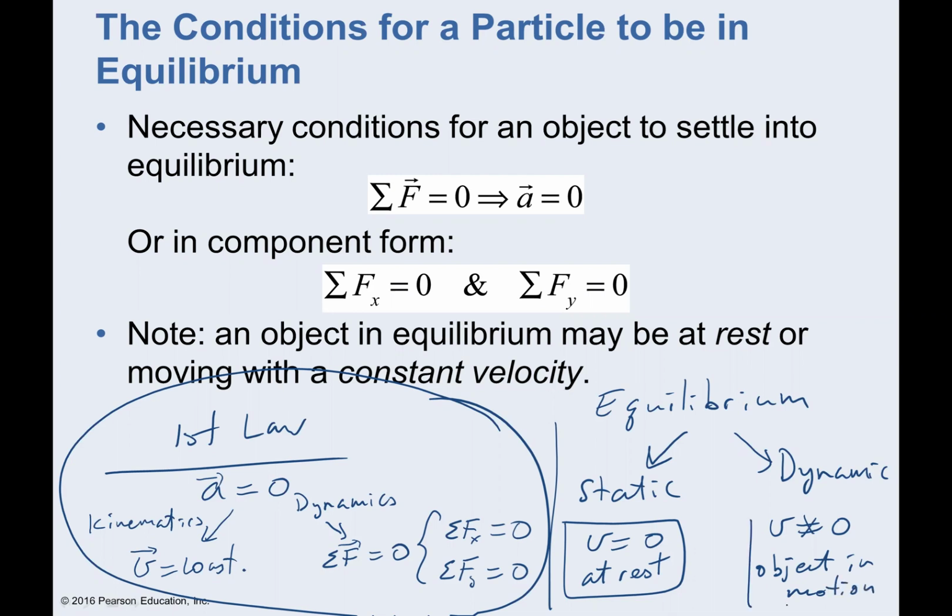Object in motion, but maintains that particular velocity it has. It's not going to speed up. It's not going to slow down. It's not going to change the direction. It has constant speed or constant velocity. Same speed, same direction the entire time.